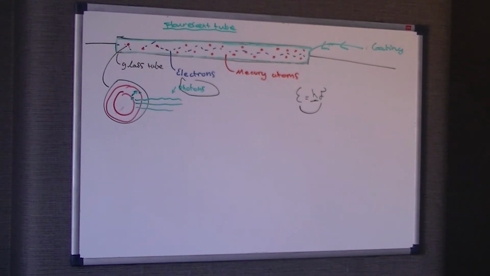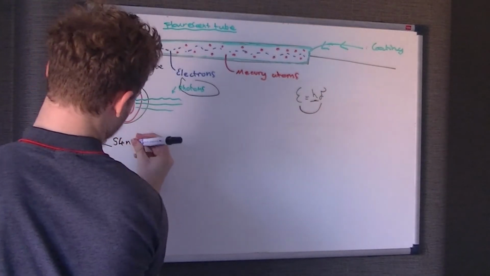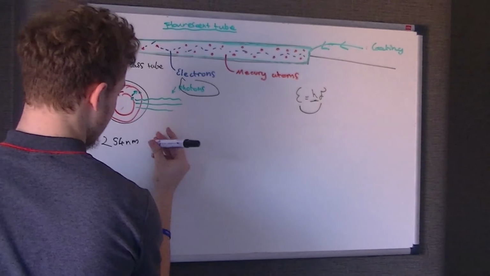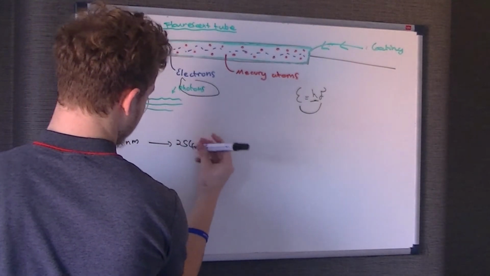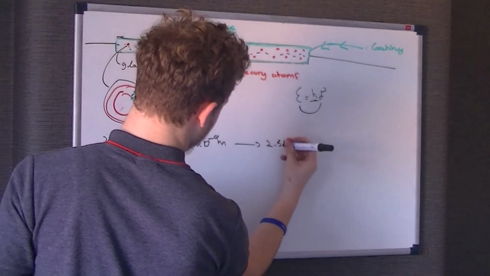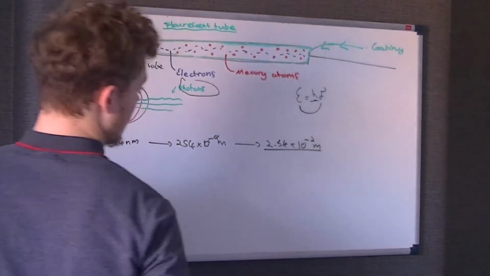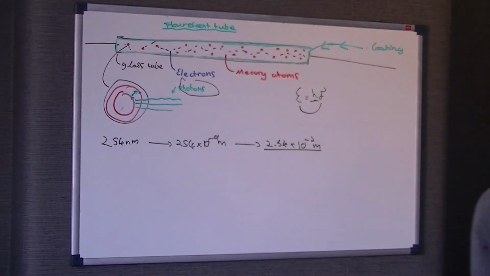Okay, so the next question says the wavelength of some of the photons emitted by excited mercury atoms is 254 nanometers. So 254 nanometers. Now nanometers is 10 to the minus 9 of a meter, so it's 254 times 10 to the minus 9 meters, which is 2.54 times 10 to the minus 7 meters. Alright, so that's essentially what we're looking at here. So anyway, that's just the first bit of the question.